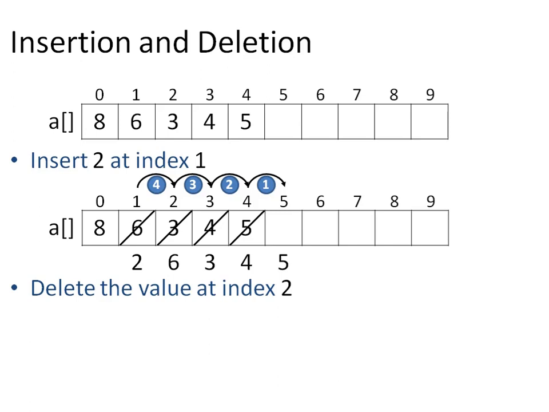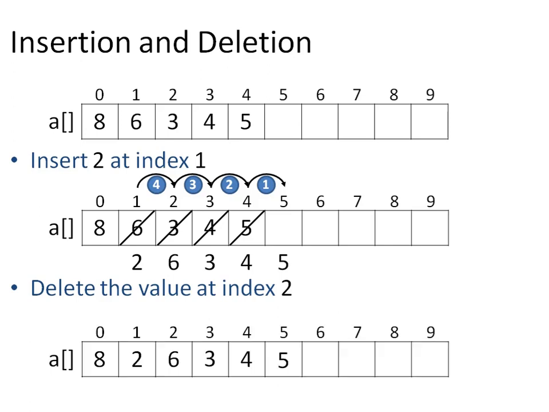So in deletion, the procedure adopted is the reverse of insertion. Now we will overwrite by shifting elements one position towards the left. Here we will start with the index position which is to be deleted, that is, we will start with index position 2. In place of 6, we will put 3. Then in place of 3, value 4 will come. And finally, 5 will be used to overwrite 4.